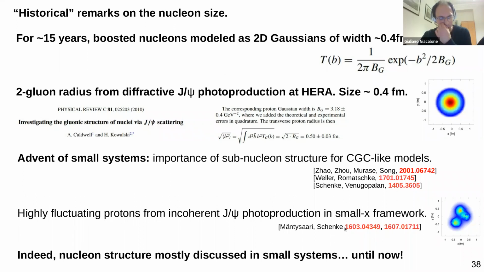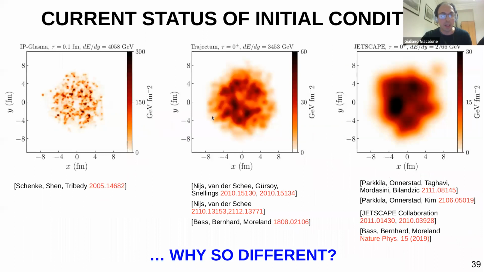This is a rather well-known picture of, for instance, a proton with 3 hotspots. These actually turn out to be very highly fluctuating protons. The size of this is like 0.1 Fermi. This has come out as important in the context of small systems, but now I want to argue that it's actually even important in large systems, which opens a new direction in a sense.